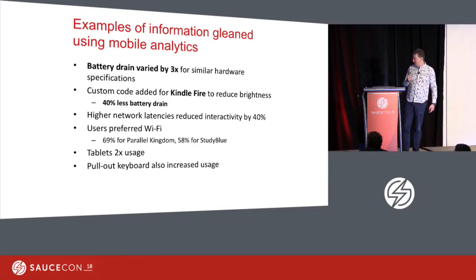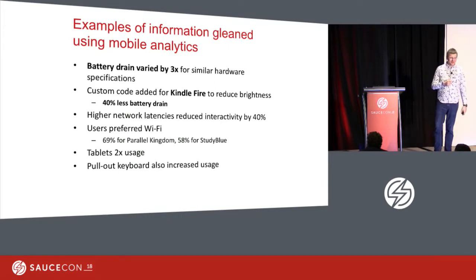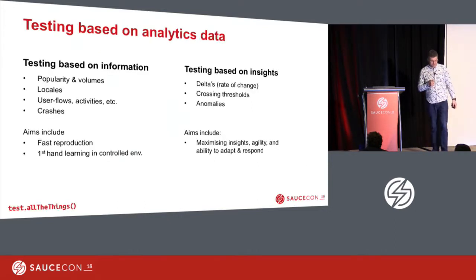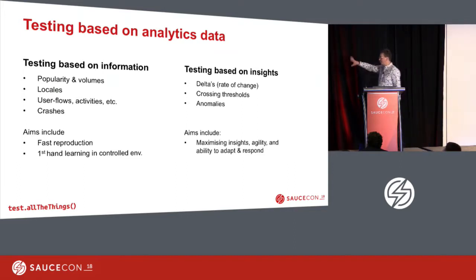What may be unusual is that tablets had 2 times the usage of the software, and also on the older Android devices, some had keyboards that pulled out, and we found we had much higher usage on those devices. So if we look at testing based on analytics data, then I've got 2 broad groups.